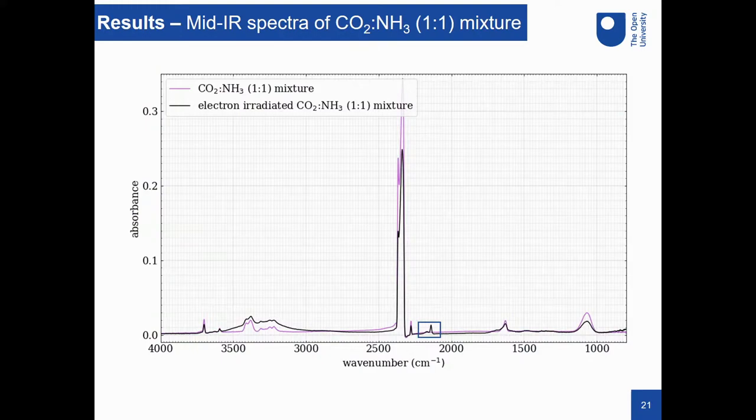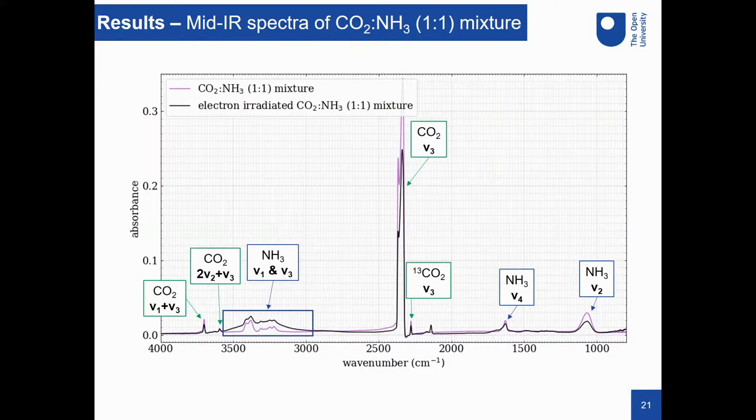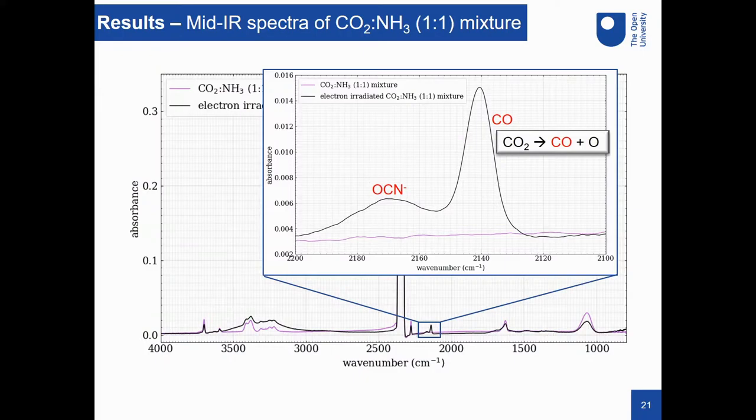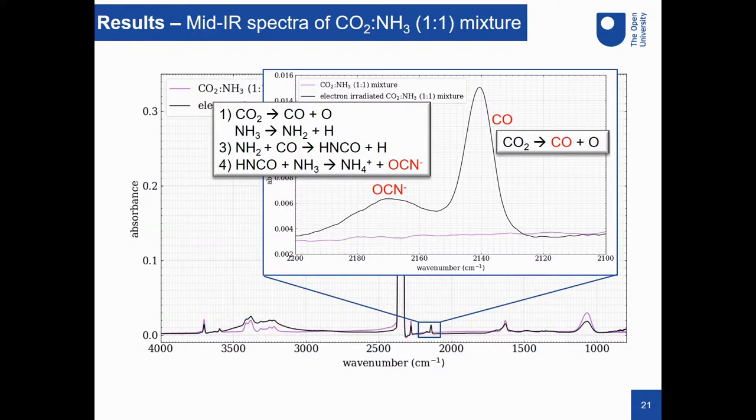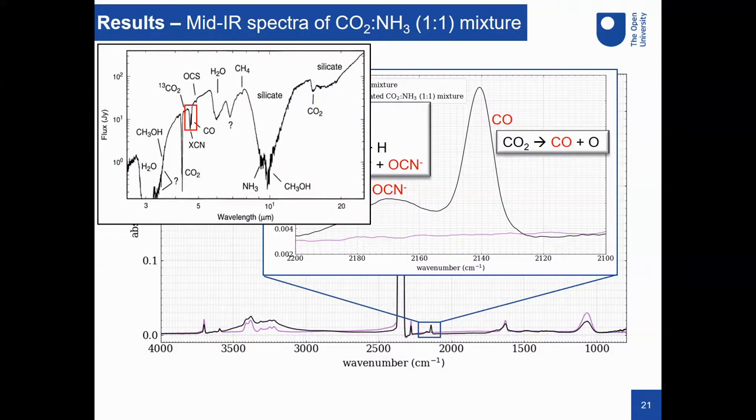Sorry, go back. So you've still got those molecules there, which are the original ones. But if I zoom into some of these peaks, I've made some new ones. I've made some CO from breaking up the CO2. And I've made this OCN- by combining the breakdown of CO2 together with the breakdown of ammonia. They react together within the ice and they make OCN-. And that, of course, is exactly what I see in that peak there.